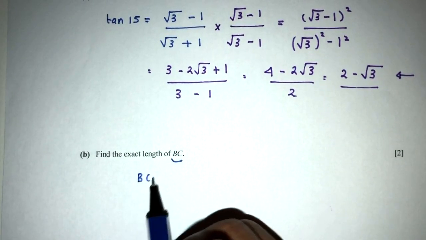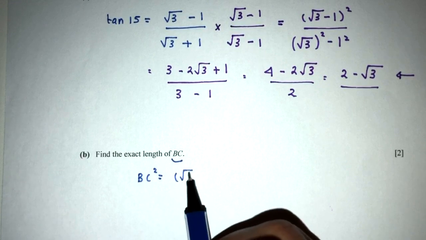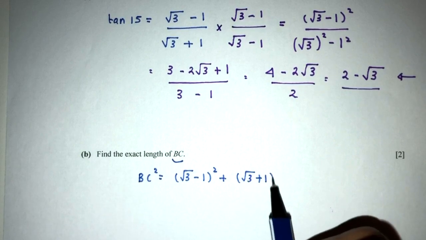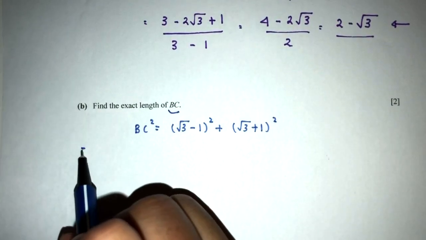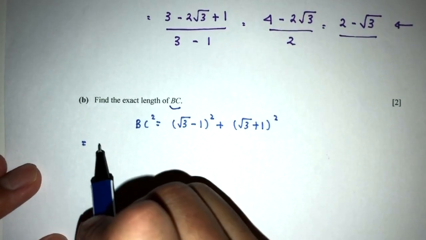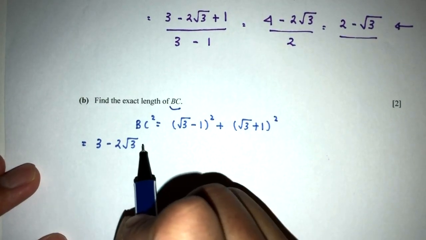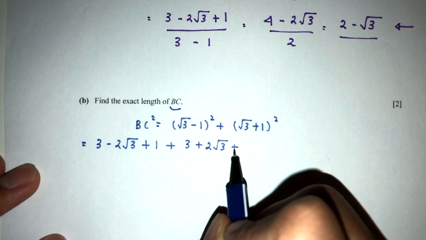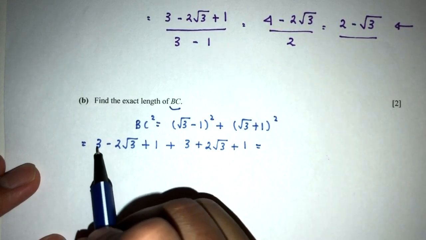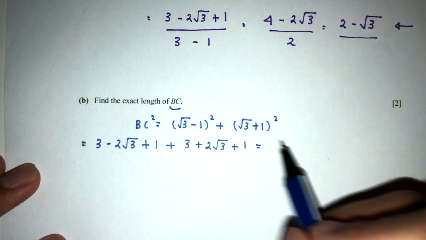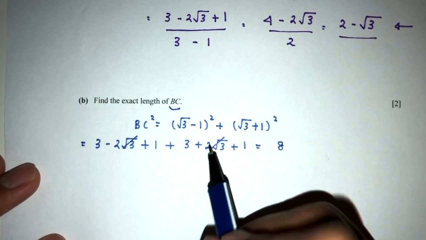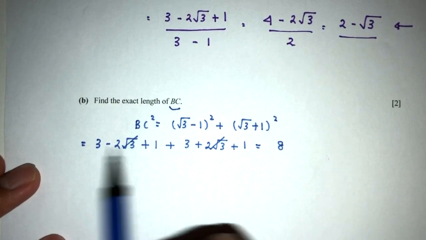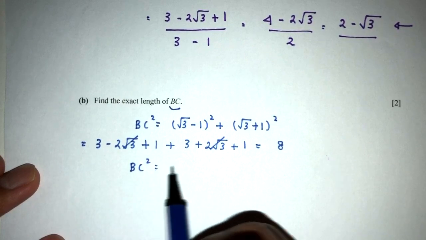So BC squared has to be AC squared, which is root 3 minus 1 squared, plus AB squared, root 3 plus 1 squared. So let's simplify. You will have 3 minus 2 root 3 plus 1, then plus 3 plus 2 root 3 plus 1. That will give you 3 plus 1 plus 3 plus 1, that should be 8, and these two cancel out, as you can see, because here we have minus 2 root 3 plus 2 root 3. You have 8, so BC squared is the value of 8.